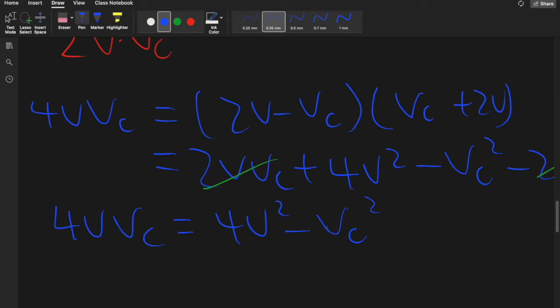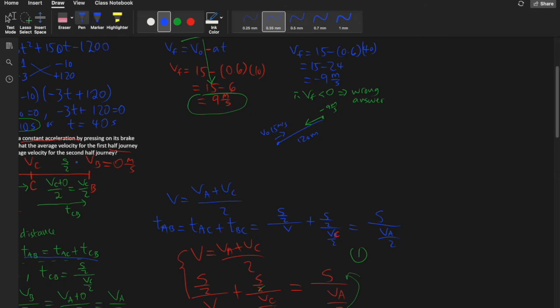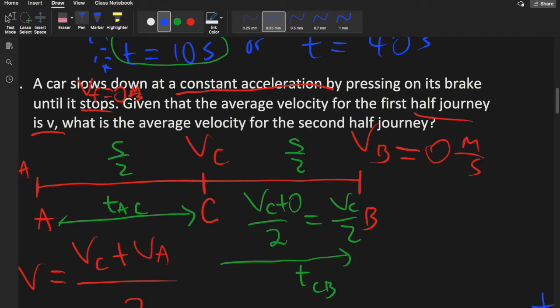Well, what can we do right now? Let's think about this a little bit. This is a little bit confusing because there's a lot of algebra here. So let's just go back to this question and think about what the question is asking for. It's asking for the average velocity for the second half journey.